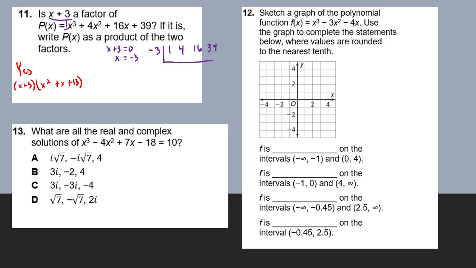So remember, the first number comes straight down, and then you start to multiply. So negative 3 times 1 gives me a negative 3. Then we add that column. That gives me a positive 1.